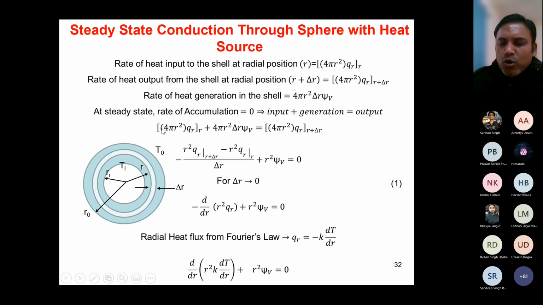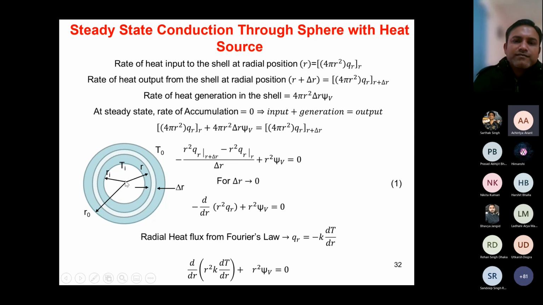We can rearrange this equation. After rearranging, what we get is R square QR at R plus delta R minus R square QR at R, divided by delta R, plus R square psi V equals 0. Now this first term in this equation can be written in terms of differential. So we can write d by dr of R square QR, because delta R tends to 0. So we get minus d by dr of R square QR plus R square psi V equals 0. Is it clear?